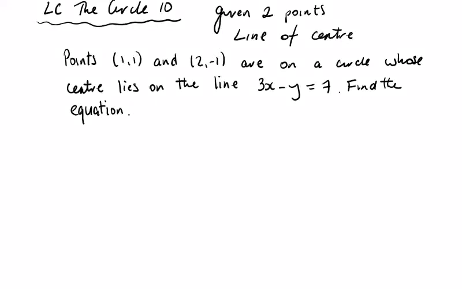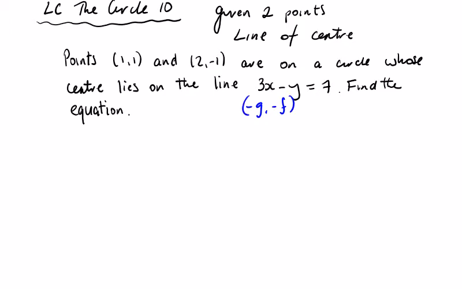In this video, we're going to look at finding the equation of a circle given 2 points and the line of center. So the points (1, 1) and (2, -1) are on a circle whose center lies on the line 3x - y = 7. Find the equation of this circle. So we could use our general equation and form three simultaneous equations. The center (-g, -f) is on this line.